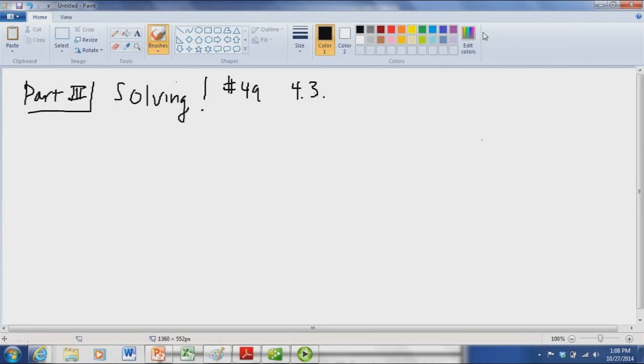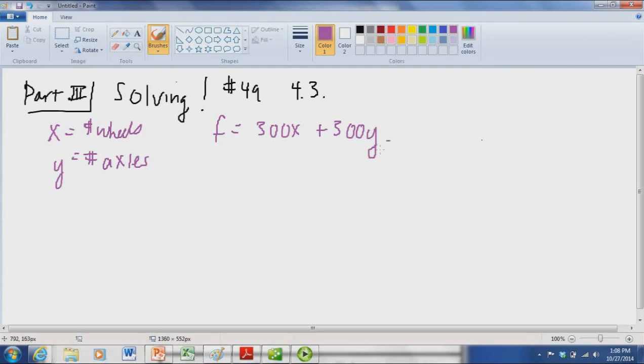Okay, so let's first figure out what X and Y are. So let's call X the number of wheels and Y the number of axles. And we know that F is equal to 300X plus 300Y. All right, last sentence right there. So the first thing I'm going to do is rewrite that. F minus 300X minus 300Y is equal to 0. Hey, I've got my bottom row, right?